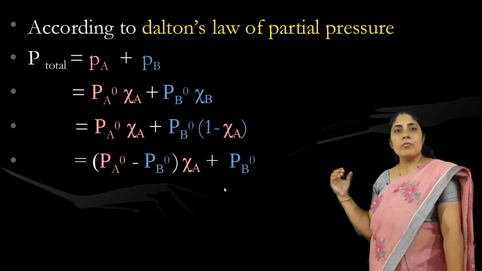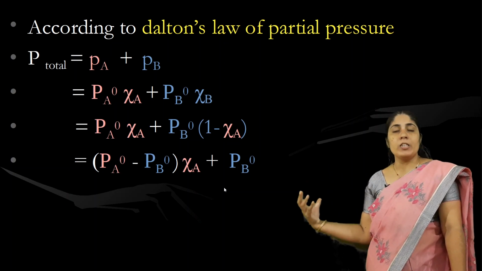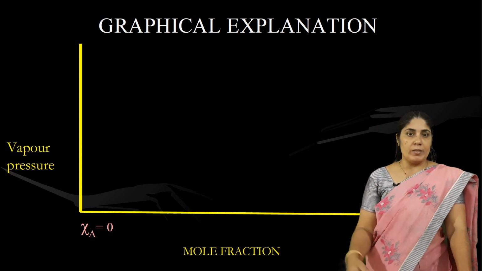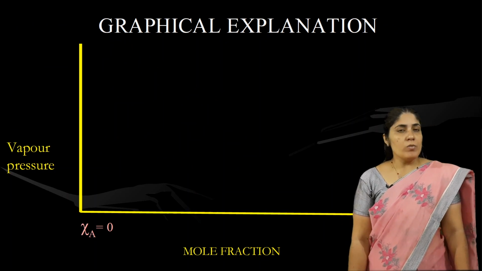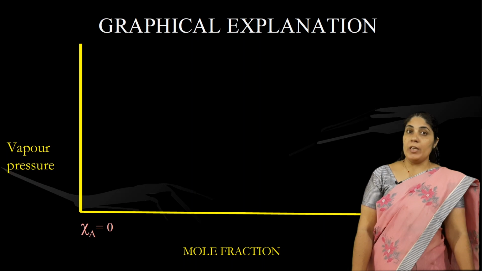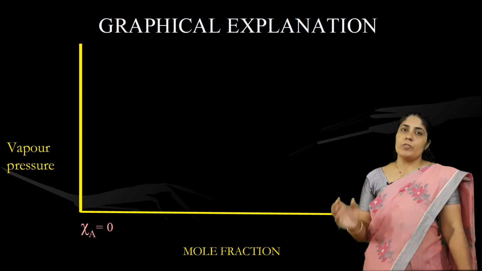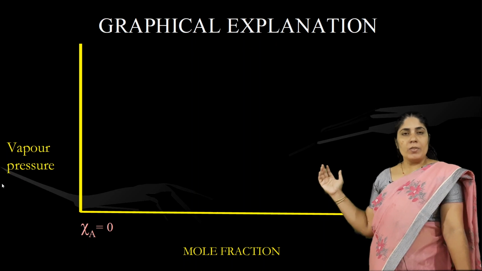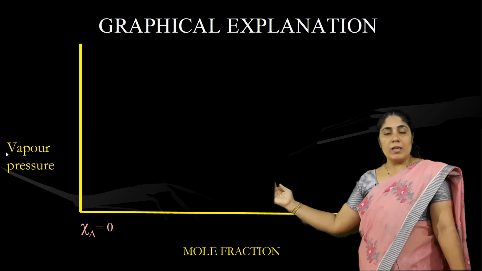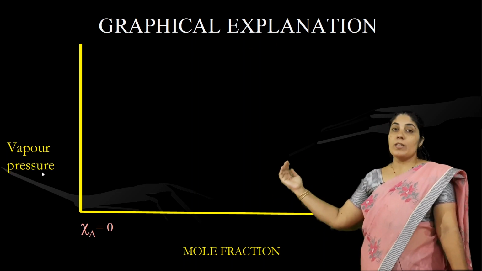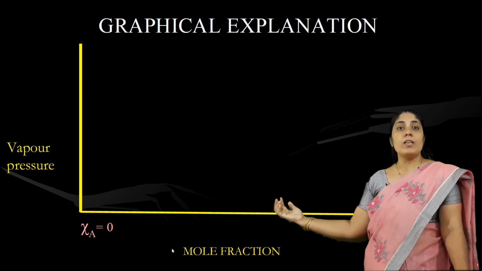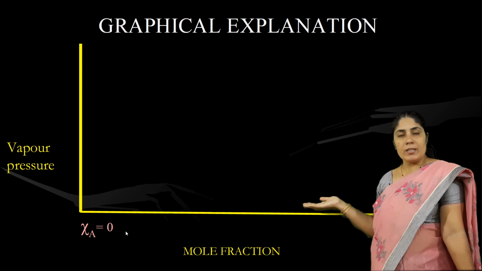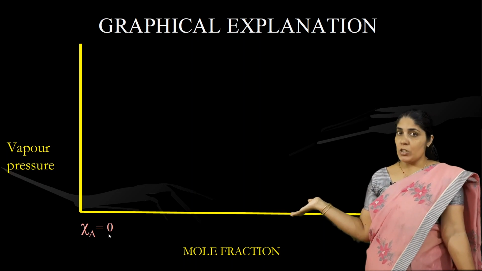This is the modified equation, or the applied equation, for a mixture of volatile liquid components. Raoult's law can also be explained on the basis of a graphical representation. Now you can see here, on the extreme left side, we have the y-axis with vapor pressure, and the x-axis is given by mole fraction.